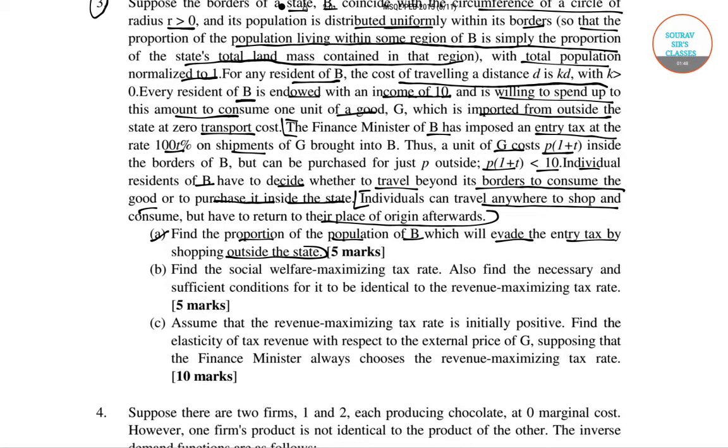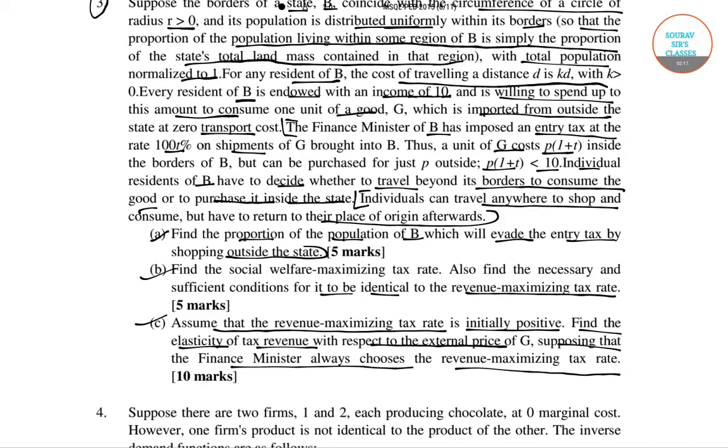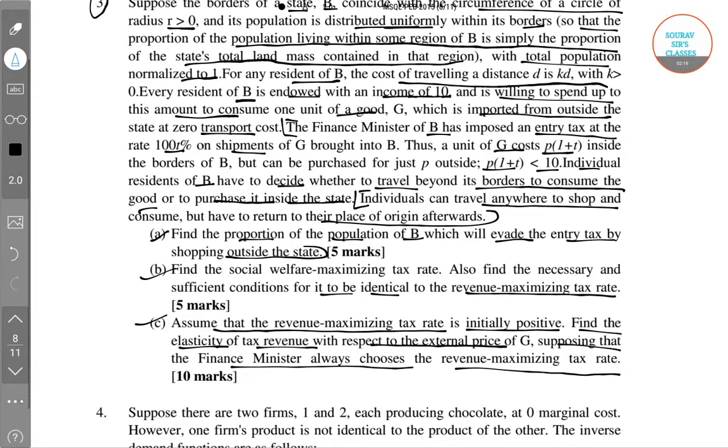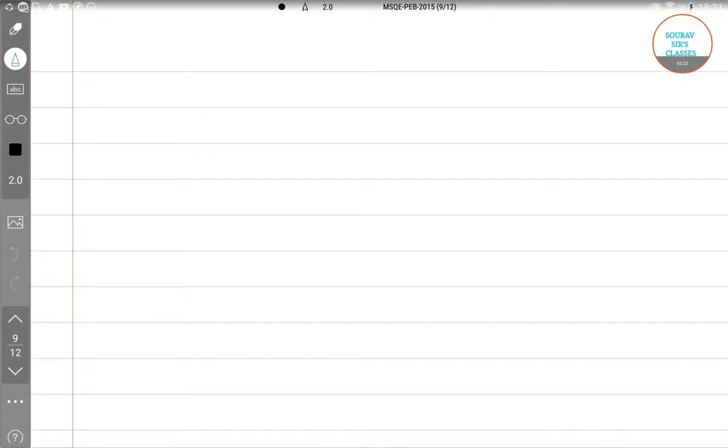In the second option, find the social welfare maximizing tax rate. Also find the necessary and sufficient condition for it to be identical to the revenue maximizing tax rate. And finally in option C, assume that the revenue maximizing tax rate is initially positive and find the elasticity of tax revenue with respect to the external price of G, supposing that the finance minister always chooses the revenue maximizing tax rate. So we have these three parts to answer.